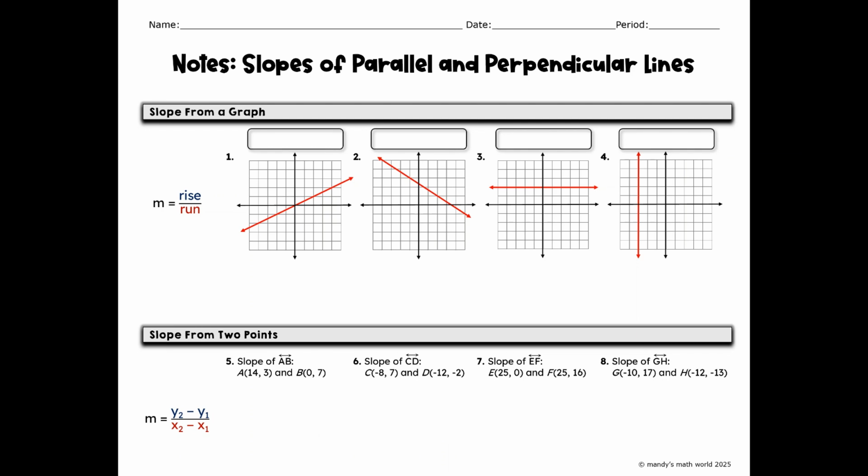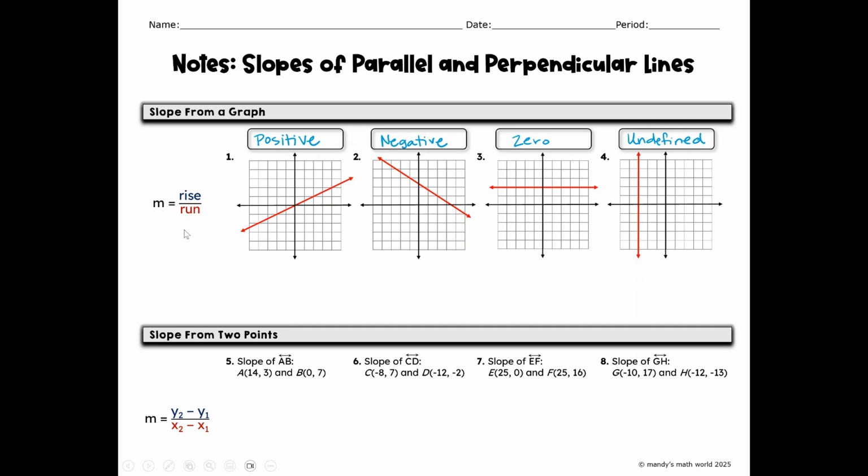The first one is a positive slope, where it goes from lower left to upper right. We know that's positive. The second one is a negative slope. It goes from upper left to lower right. The third one is a horizontal line that has a slope of 0. And then the fourth one is a vertical line, and that is an undefined slope. It's also no slope, and it's actually not even a function, so it's undefined.